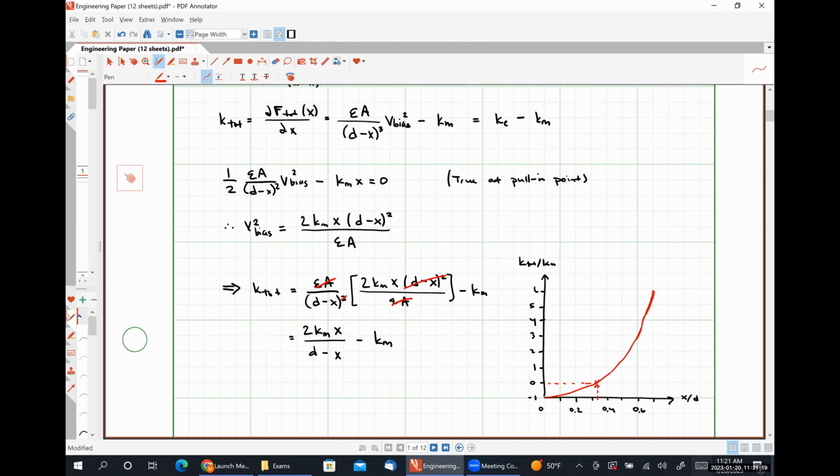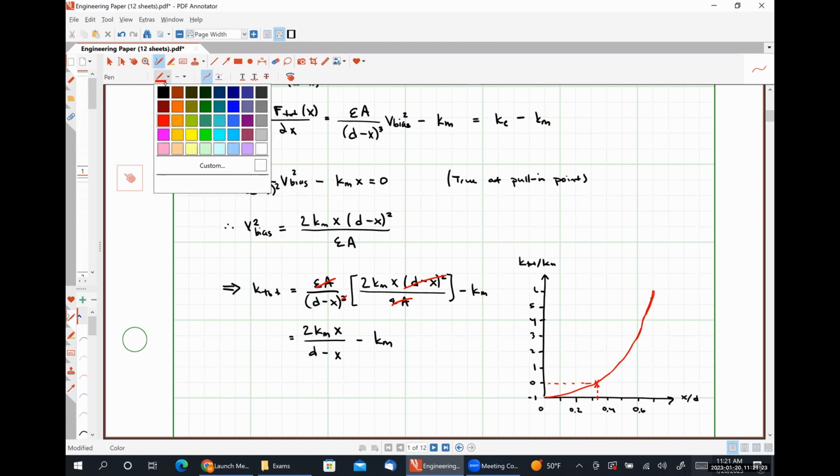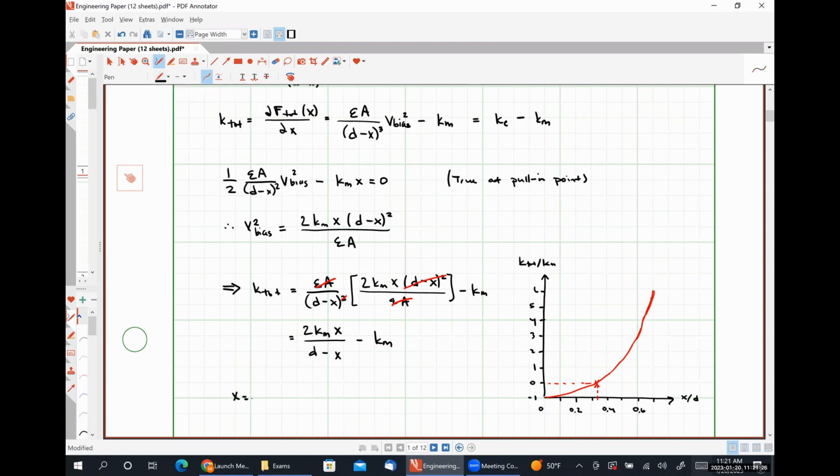So x equal to d over 3 is the pull-in point of our system. Anytime our displacement is greater than that, we should expect that our plates will simply snap together.